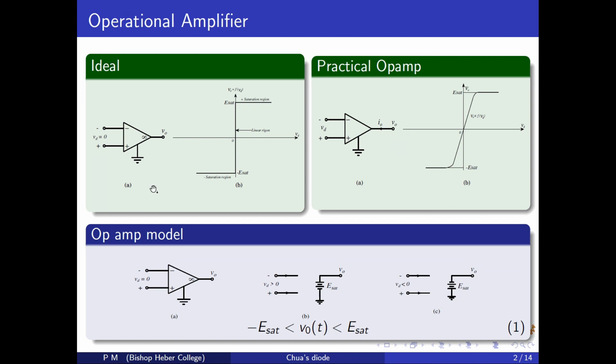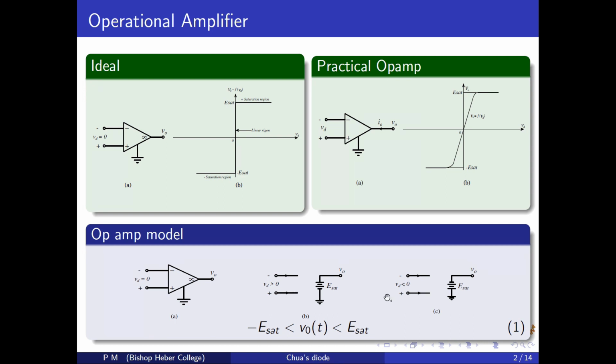The transfer characteristics is an odd symmetric curve containing three distinct regions. One is the linear negative conductance region. Second one is the positive saturation region. And third one is the negative saturation region. The ideal operational amplifier transfer characteristics can be approximated as in the given figure. The equivalent circuit of an operational amplifier for a linear negative region. This is the linear negative region representation, this is the positive saturation region, and this is the negative saturation region.